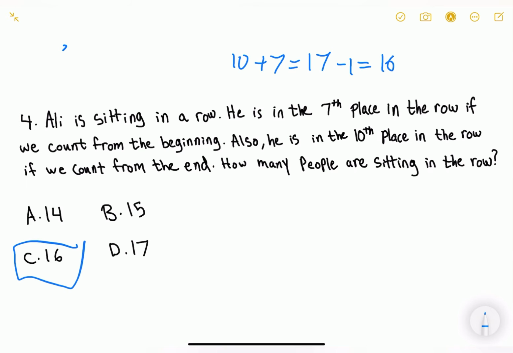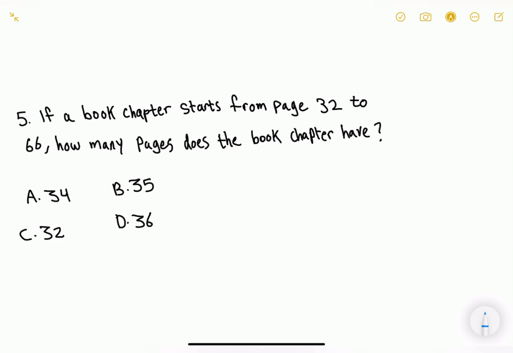There's actually a rule that comes hand in hand with this. This is the formula: K plus M minus 1. Honestly, you can just use common sense and infer that he's counting himself twice and then just minus him once. So C is the correct answer, and this is the rule to apply if you need to, but I don't think it's necessary to memorize it if you can use common sense. Okay, let's move on to number 5.